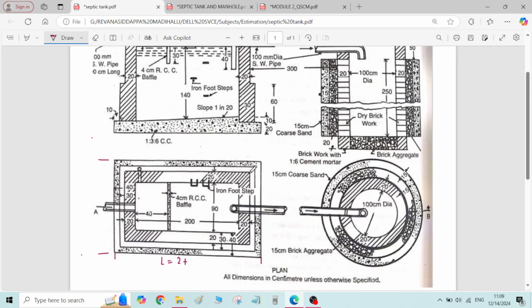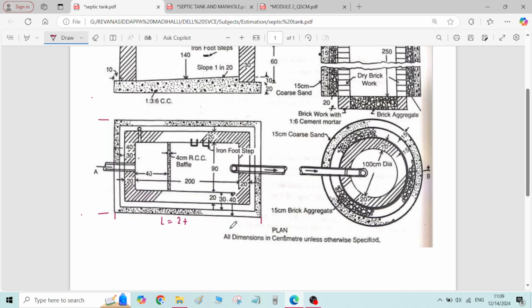Overall, from here to here, the overall thickness is given as 40 centimeter. So inner to inner length is 2 meter. From this inner wall to the outer surface, from this corner, from here to here, this length is given as 40 centimeter. So this 40 centimeter, 30 centimeter, 20 centimeter are the same all around the periphery of the septic tank. It has the same dimensions.